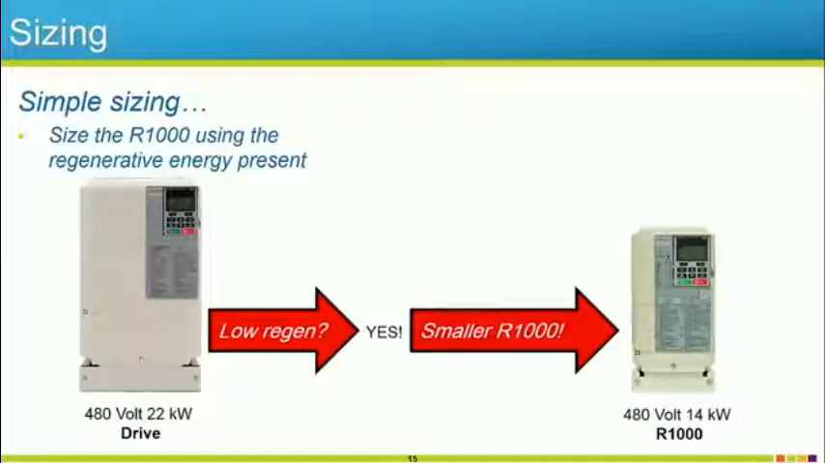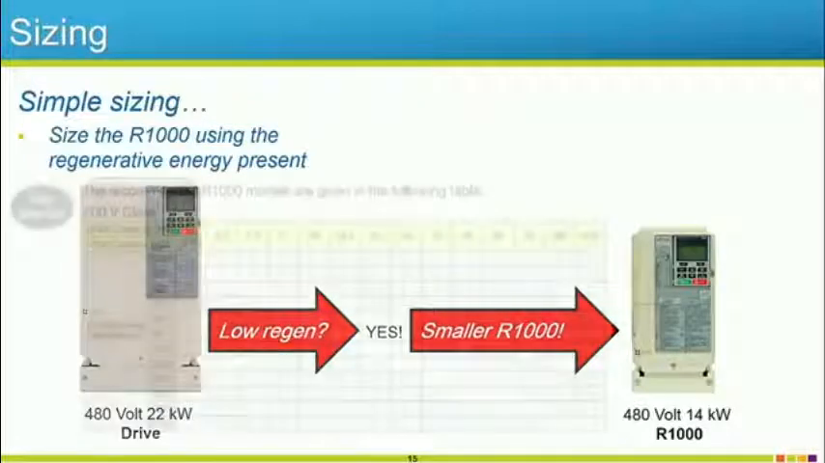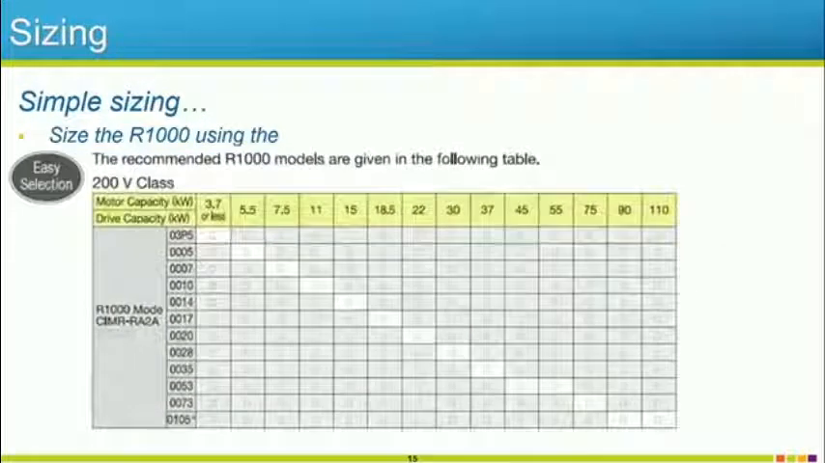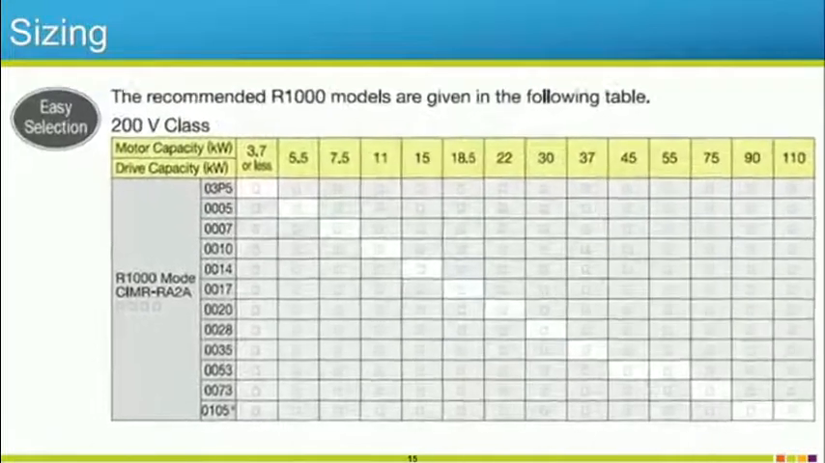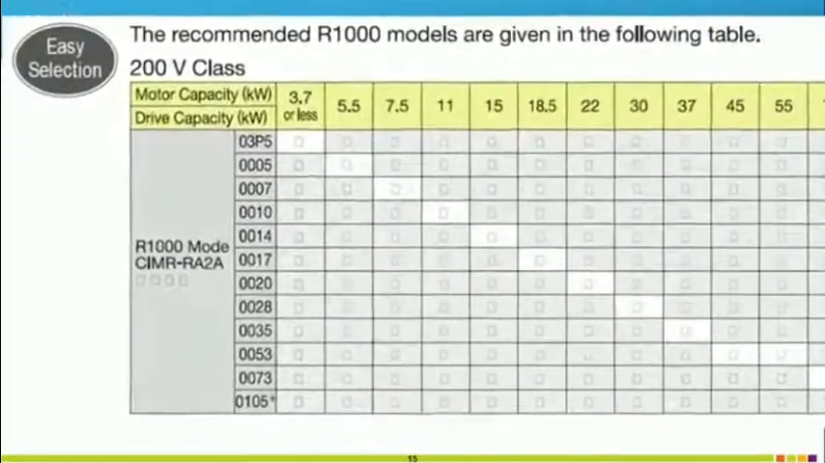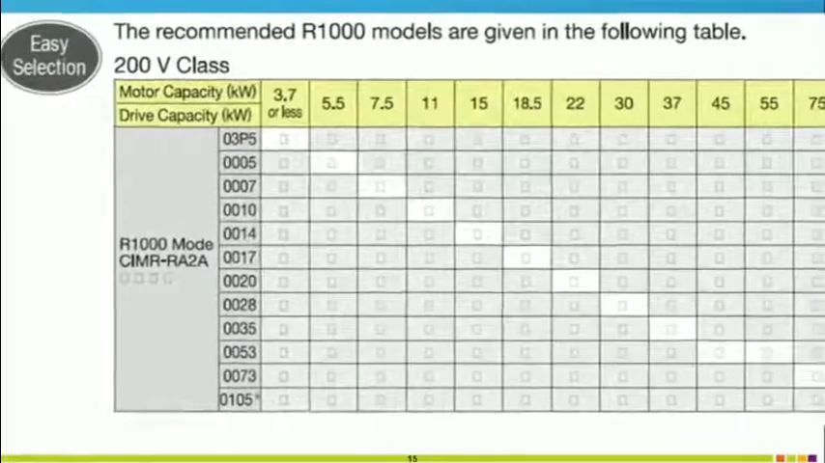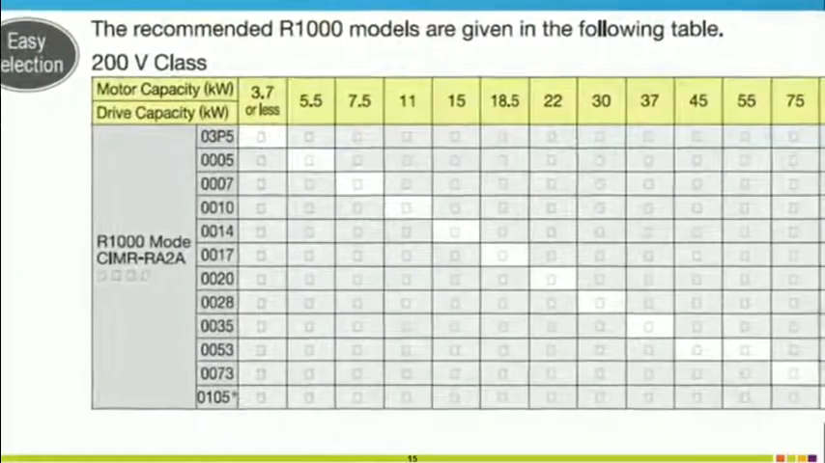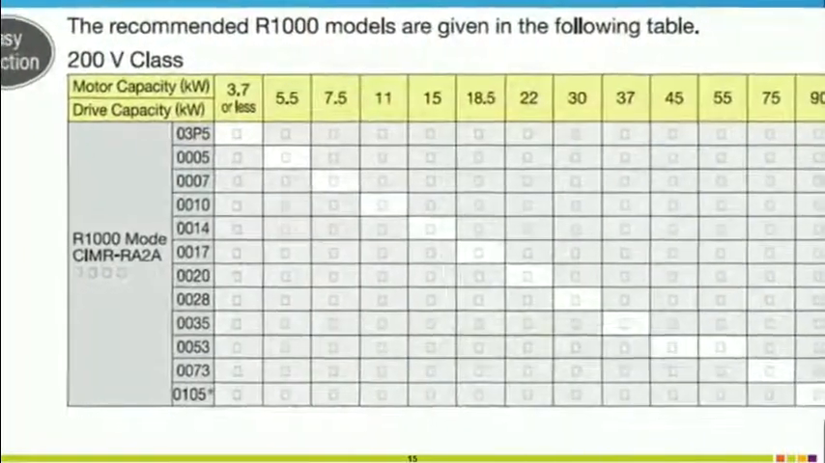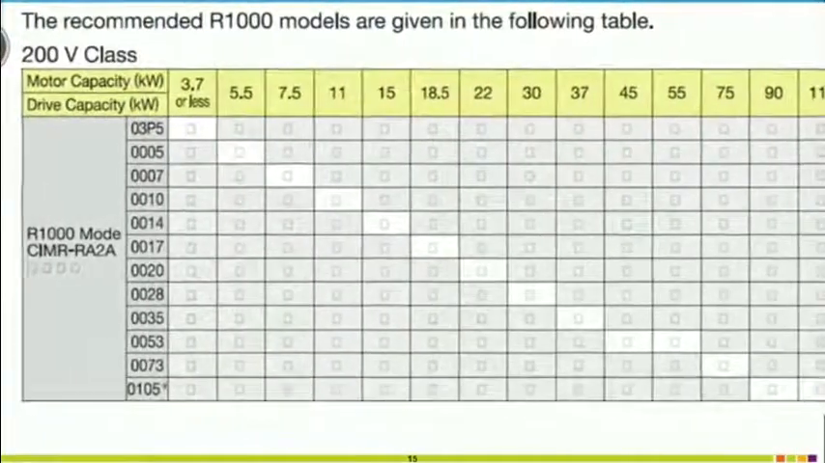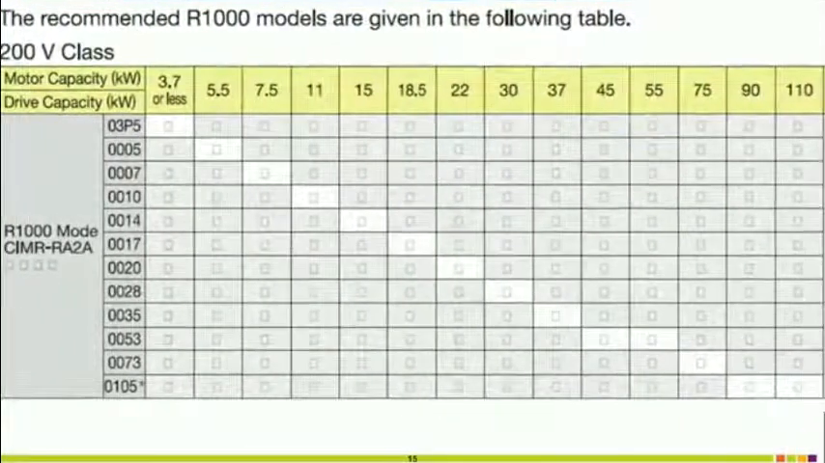There is also an easy selection table available for use in the product catalog. This table will size the R1000 based on the drive motor capacity. Knowing the kilowatt rating and utilizing this table will yield an R1000 size for 80% continuous duty. It is important to understand that sizing should be done as one R1000 to one drive. Never size or wire up one R1000 to multiple drives.